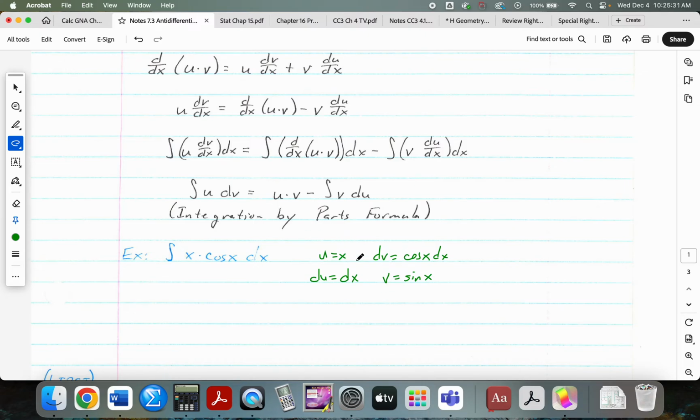So now, using the formula, we take u times v, so that's x times sine of x, minus the integral of v times du, which is sine of x dx. So then we have x sine of x. The antiderivative of sine of x is negative cosine of x, but since we have this negative here, this will be plus cosine of x plus a constant.